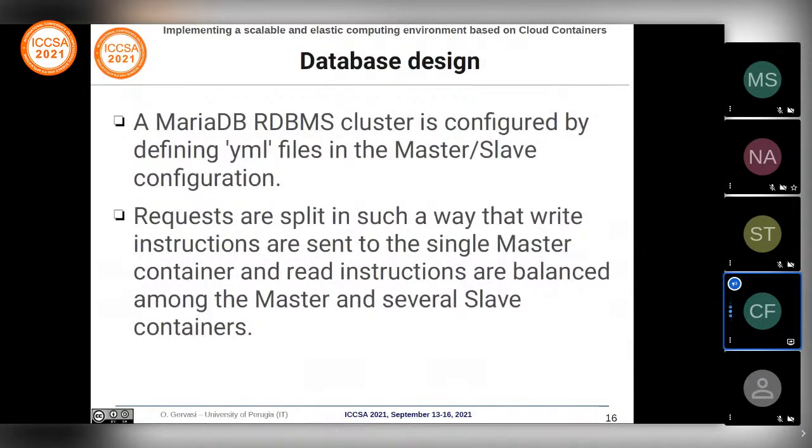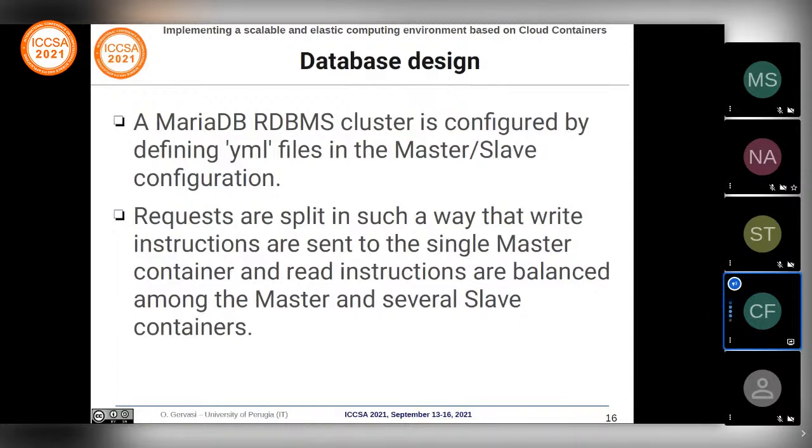Some consideration has to be adopted regarding the database design, because the database is a crucial point for several services and portals. We use MariaDB RDBMS, which is open source software, configured as master-slave. So we have only one master, that is the container that has the permission to write. It can also read, of course, but all write operations to the database are carried out by the master.